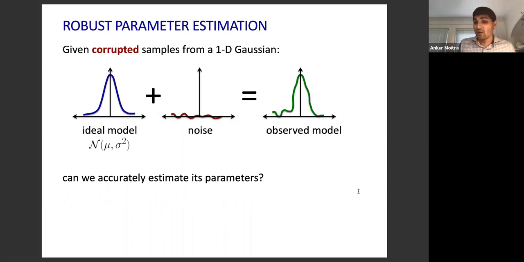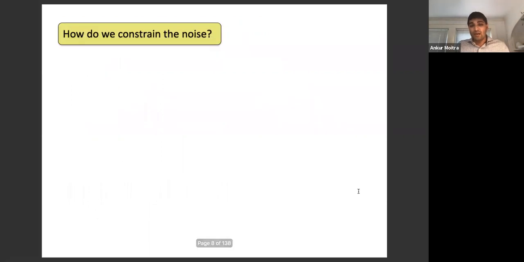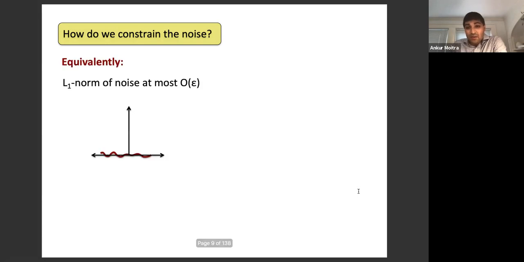Are there still algorithms and estimators that can accurately estimate the unknown parameters? So let me make this precise. The first question is, how do we constrain the noise? There are actually a few different ways of thinking about how we might constrain the noise. They turn out to be equivalent up to constant factors, which is nice.